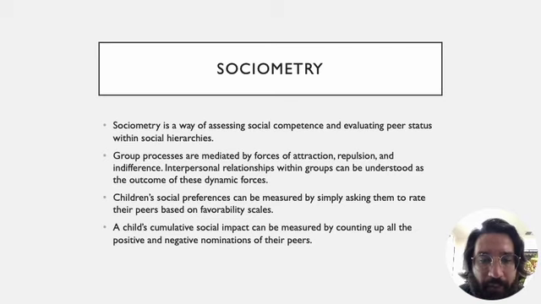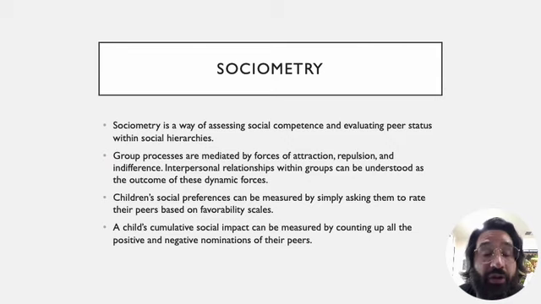And so we tend to cluster around people with some sort of shared interest, maybe as a way of forming a social network. Children's social preferences can be measured by simply asking them to rate their peers based on favorability scales. What that means is giving kids a questionnaire or survey in which they evaluate their peers based on different rating scales around attractiveness, desirability, likability, and so on. And they will rank or evaluate their peers based on these questionnaires. And this is a way of measuring a kid's social preferences.